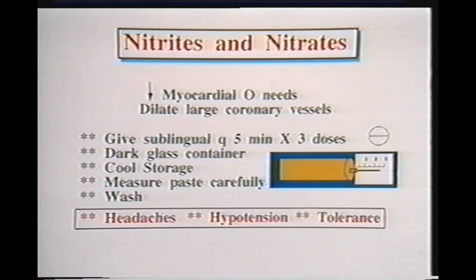The major side effects are related to the vasodilating effects of the nitrates. So they dilate the coronary vessels, but they also dilate cerebral vessels. And when they dilate cerebral vessels, this is going to cause headache. When they dilate peripheral vessels, this can cause hypotension. It's important to note also that tolerance develops, so that as patients take nitroglycerin, they may get less and less effect from it, or need more and more medication to get the same vasodilating effect.